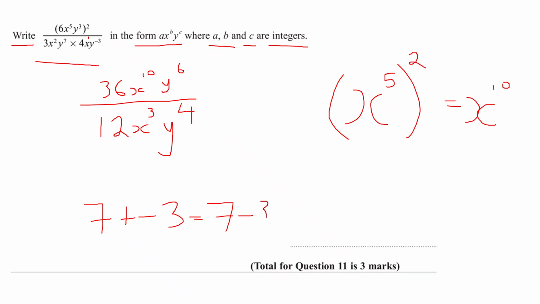Finally, I'm now going to do my division. So 36 divided by 12 makes 3. x to the power of 10 divided by x cubed: I'm dividing with the same base, so I can subtract those powers. 10 minus 3 makes 7. Then I have y squared: 6 minus 4 is 2, or y to the power of 2. So my final answer just reads 3x to the power of 7 y squared.